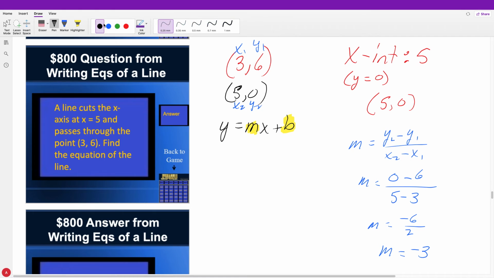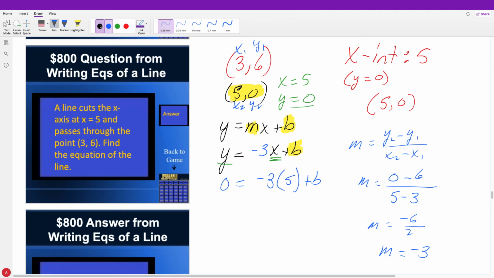So now I have the equation of y is equal to negative 3x plus b, and then the last thing I have to solve for is my b. Well, remember, we have x and y values here, so we can pick any one we want and plug it in. I'm going to pick this one here because it has a 0, and 0 is just easier to work with multiplication, adding, subtracting, so I just picked that one. So in this point, my x is equal to 5 and my y is equal to 0. So I can substitute this x in for this x here and this y in for this y here. And I get 0 is equal to negative 3 times 5 plus b.